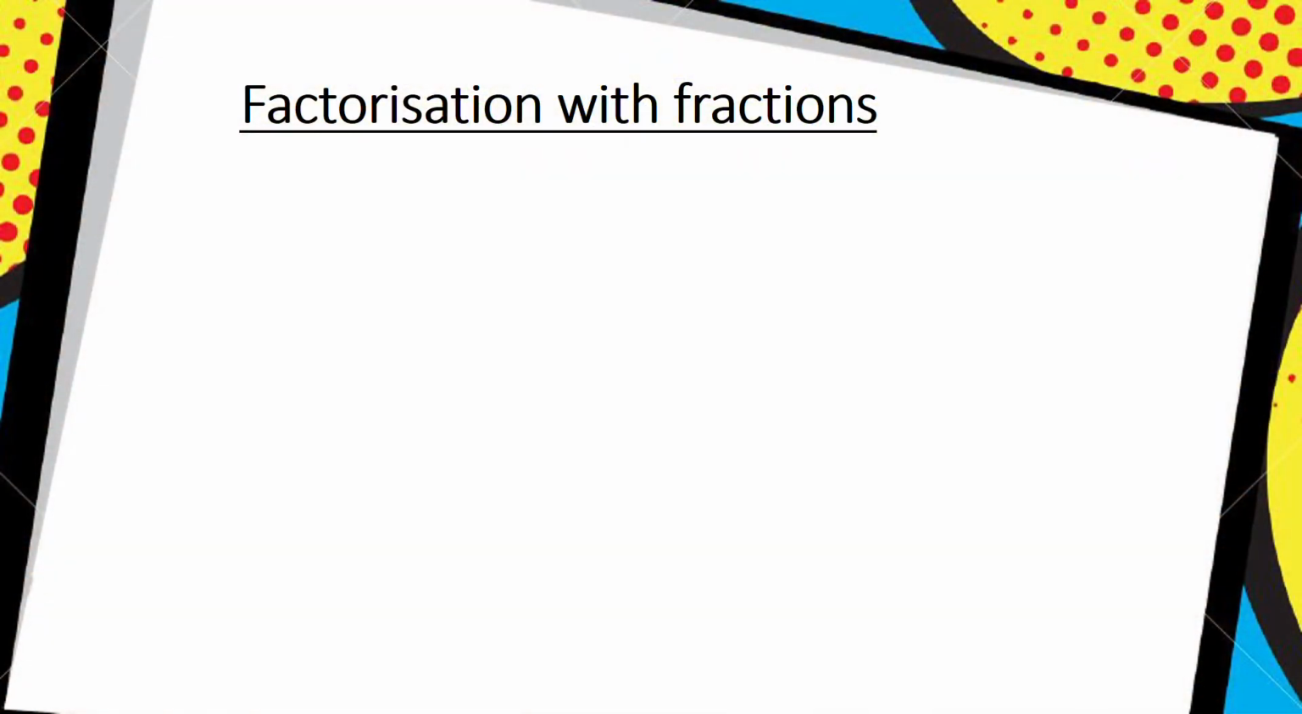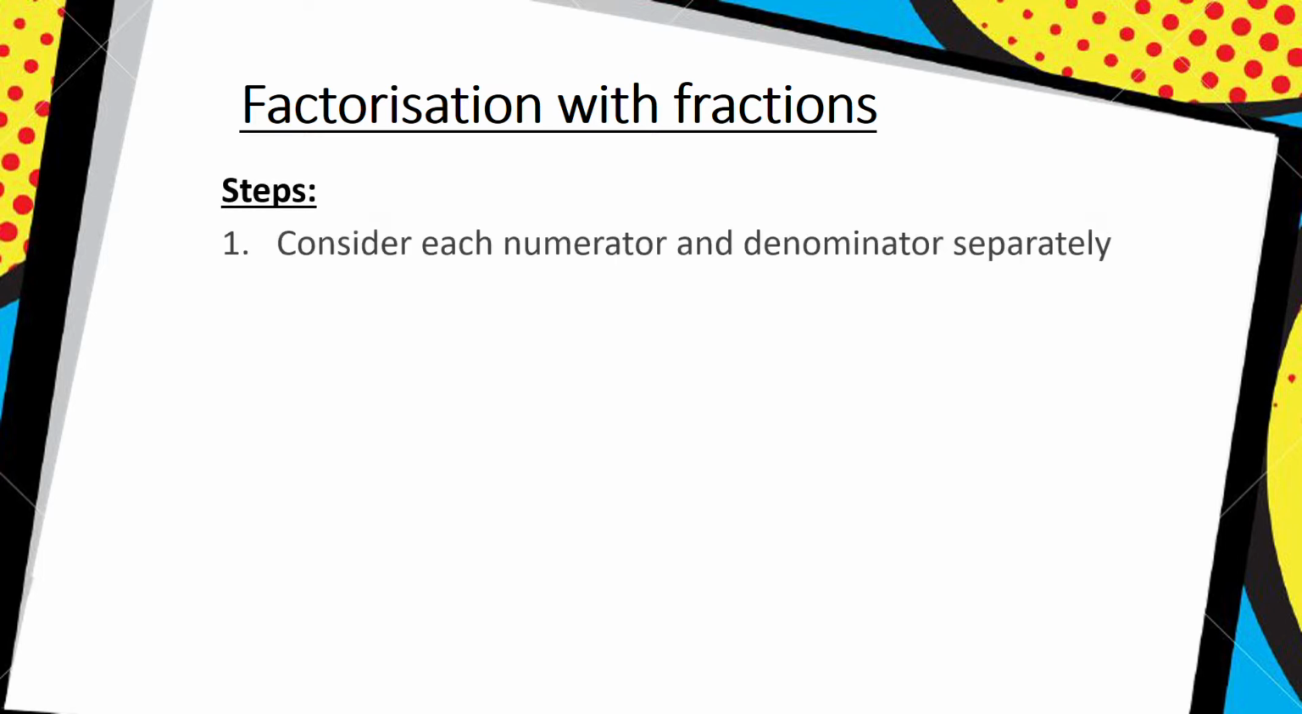When I'm using factorization in fractions, there are some things you need to know. The first thing is that you need to consider each numerator and denominator separately. You look at the numerator as if it's a standalone expression and ask, can this numerator be factorized? Then you move on to the denominator. Can the denominator be factorized? You do that with every single numerator and denominator you get given.